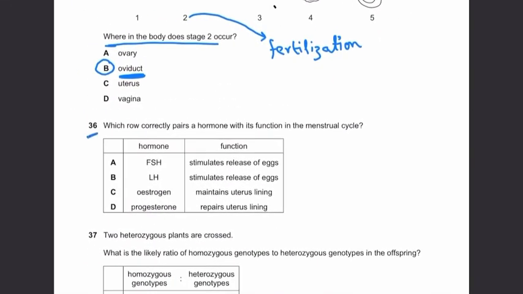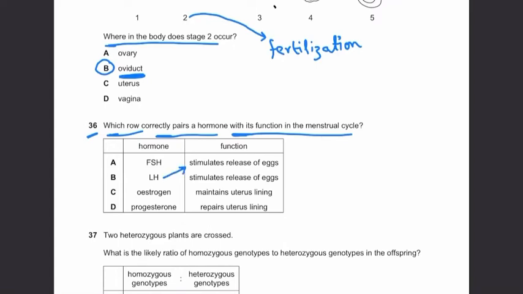MCQ number 36. Which row correctly pairs a hormone with its function in the menstrual cycle? FSH stimulates the release of eggs. No, guys. This is the function of LH. FSH stimulates the development of eggs.